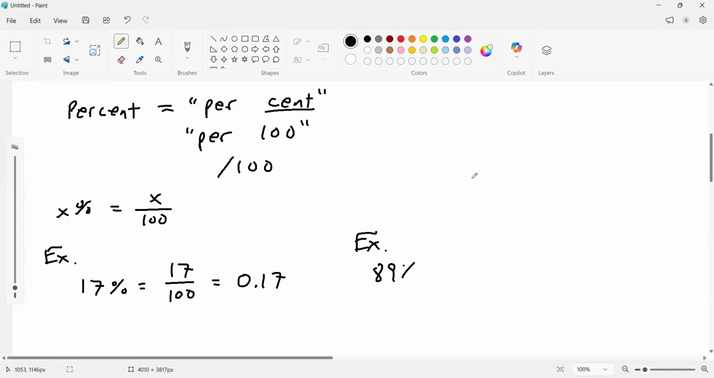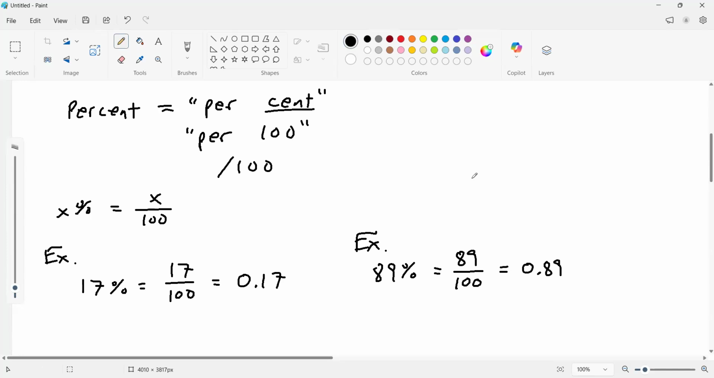Another example, say we have 89%. If I want to convert this to a fraction, again, the definition does that for me automatically. It's 89 per cent, it's per 100. So 89 over 100 becomes that fraction. And then if I needed to make this a decimal, or it's shown to me as a decimal, it's straightforward. I just move the decimal place over twice and I get 0.89.